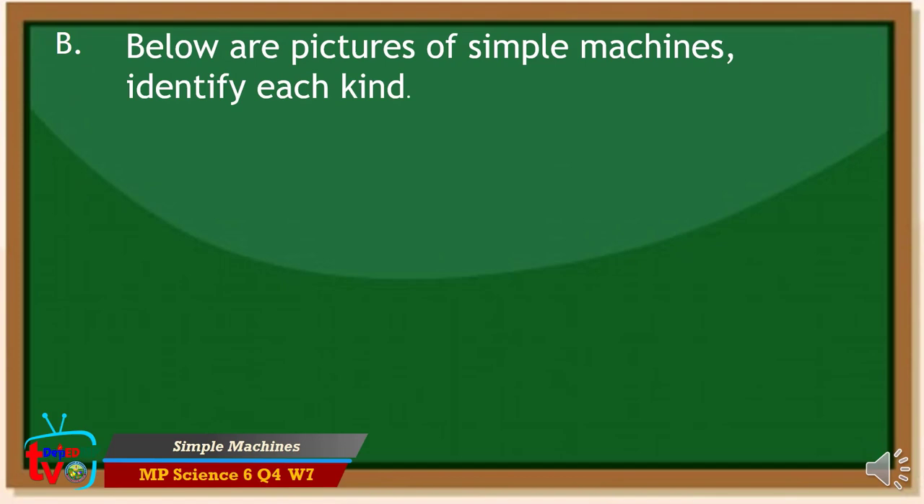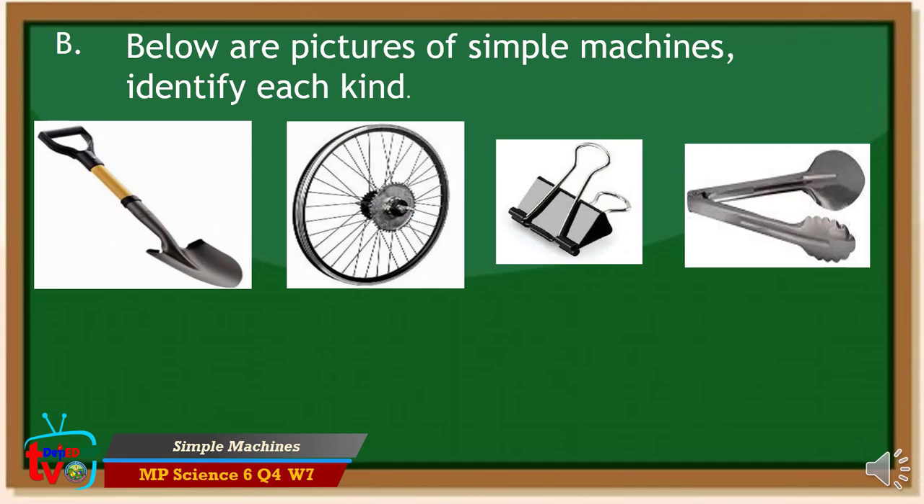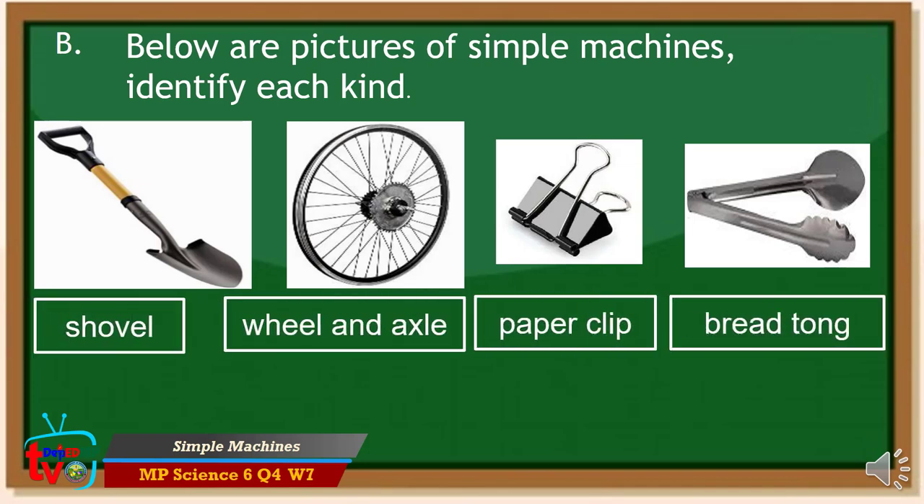We will go to letter B. Below are pictures of simple machines. Identify each kind. Here are the answers. Number 1 picture is a shovel. Number 2 picture, wheel and axle. Number 3, paper clip. And number 4 picture is a bread tongs.